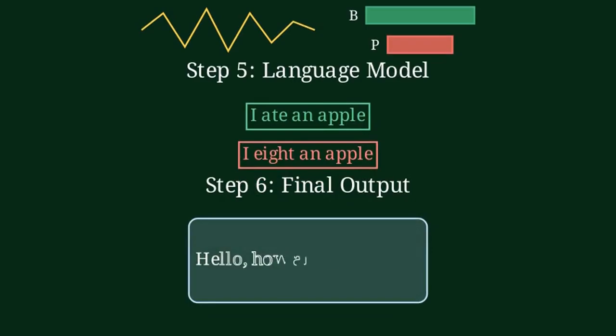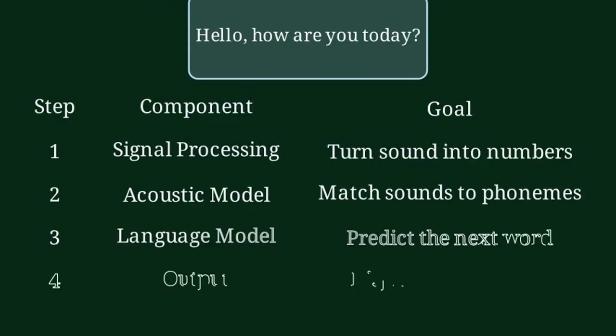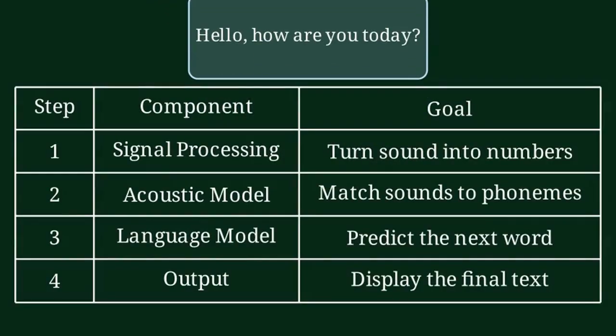Step 6 is the final output. The system chooses the most likely words and displays them as text. Here is a simple summary table of the speech-to-text pipeline. Signal processing turns sound into numbers. The acoustic model maps sounds to phonemes. The language model predicts the next word, and the output displays the final text.